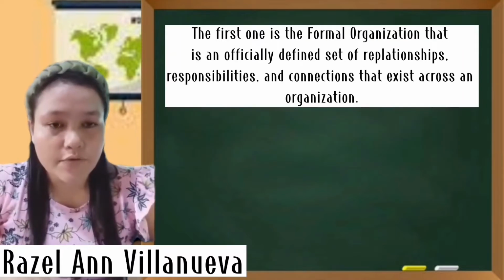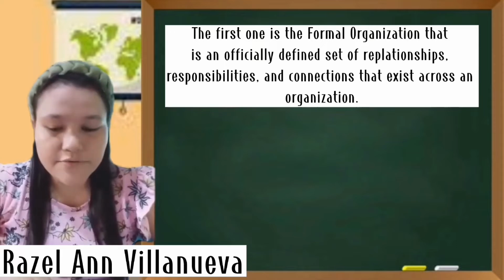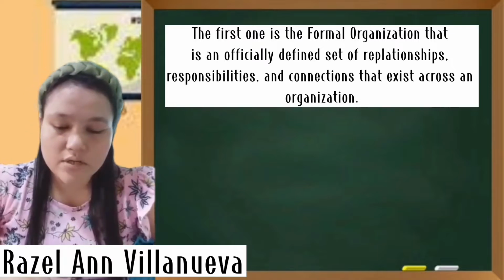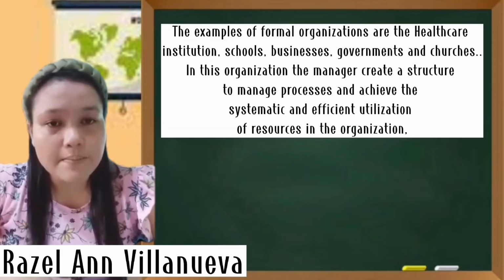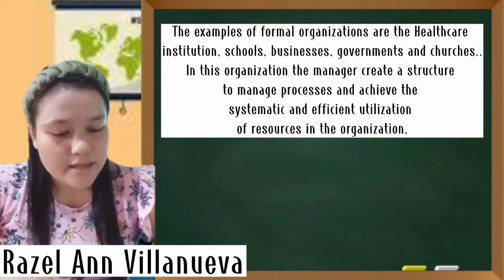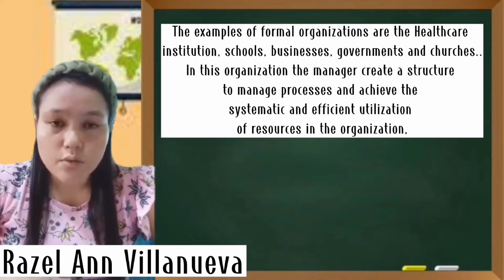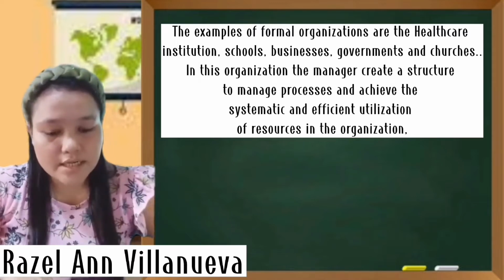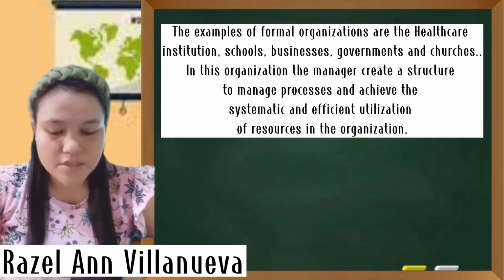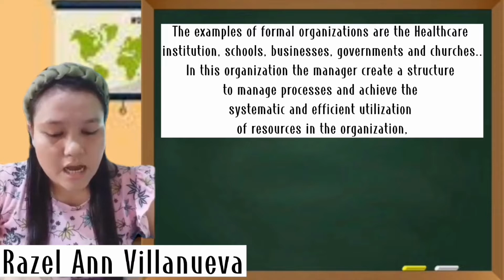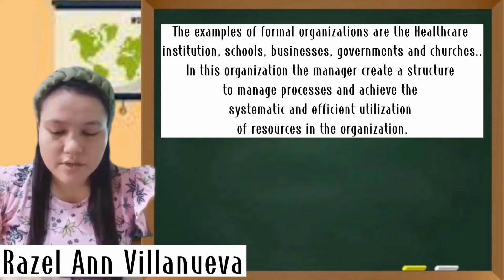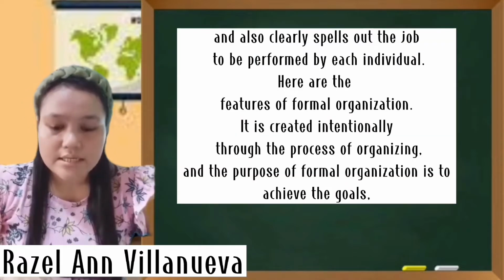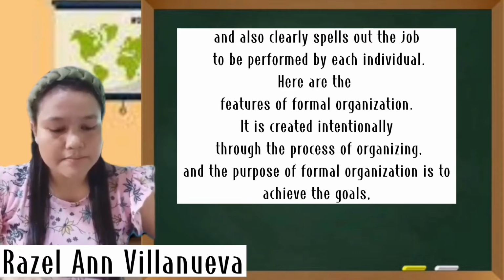The first one is the formal organization, an officially defined set of relationships, responsibilities, and connections that exist across an organization. Examples of formal organizations are healthcare institutions, schools, businesses, governments, and churches. In the formal organization structure, the managers create a structure to manage processes and achieve the systematic and efficient utilization of resources in the organization, and also clearly spell out the job to be performed by each individual.